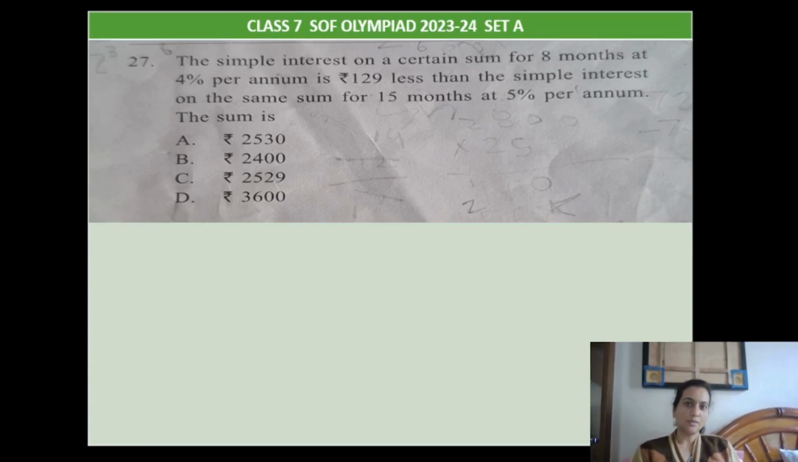Fairly simple question with a little bit of calculation involved. The question number 27 says the simple interest on a certain sum for 8 months at 4% per annum is 129 less than the simple interest on the same sum for 15 months at 5% per annum. So what is the sum? Means we have to find the principal. जो second principal दिया गया है, that is 129 more than the first principal.